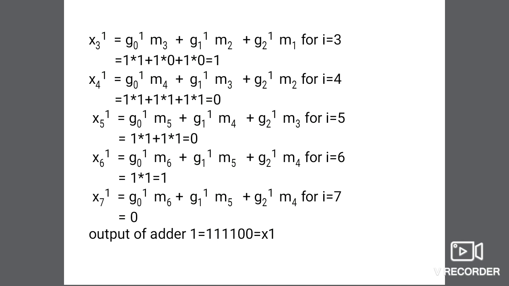Then x4 is 0 and x5 again is g0^(1) m5 plus g1^(1) m4 plus g2^(1) m3. Here the m5 message is 0, and m4 and m3 are the only messages, and we multiply then add, and x5^(1) is equal to 0. And x6 again, the message values m6 and m5 are 0. So g2^(1) multiplied by m4 is equal to 1, and x7 again is 0, and x8 again 0. So the output of adder 1 is 1 1 1 1 0 0.